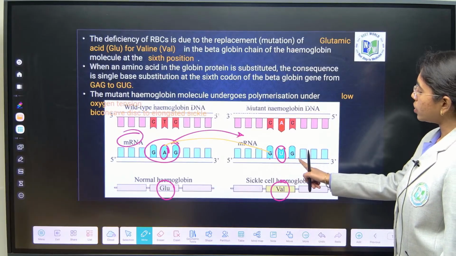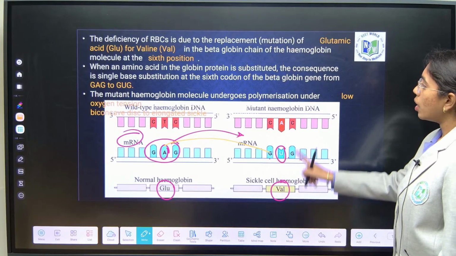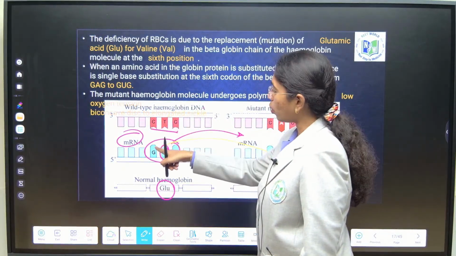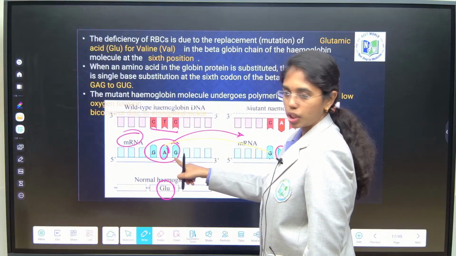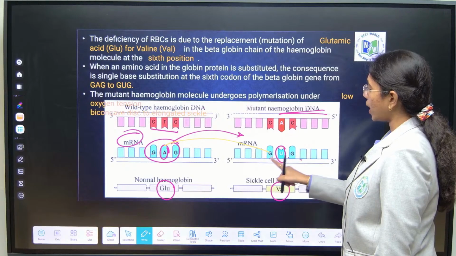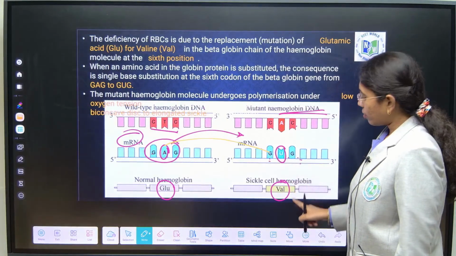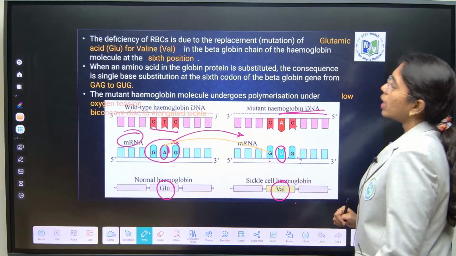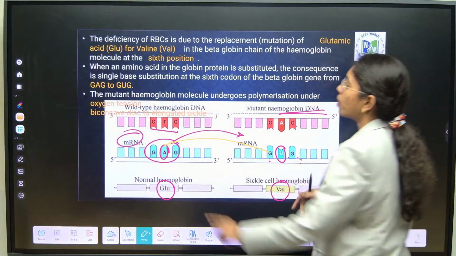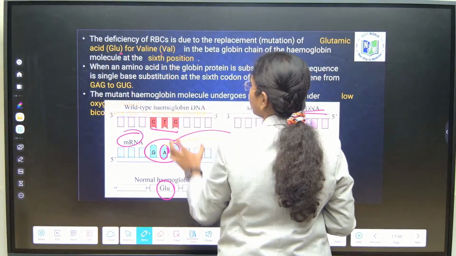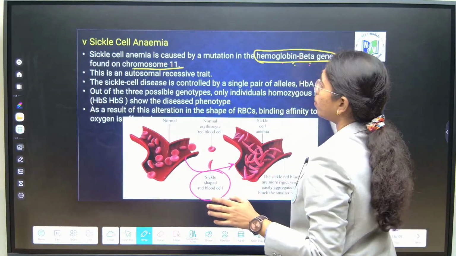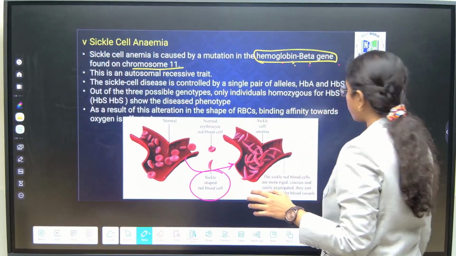Where is this changed? In the mRNA. Normal hemoglobin DNA has CTC, which is coded to mRNA as GAG, whereas mutant hemoglobin DNA has CAC, which is coded as GUG. That is how the effect is seen. So, here the deficiency of RBCs is due to replacement of glutamic acid by valine, at which position? 6th position. That is why it is addressed as the hemoglobin beta gene on the 6th position.